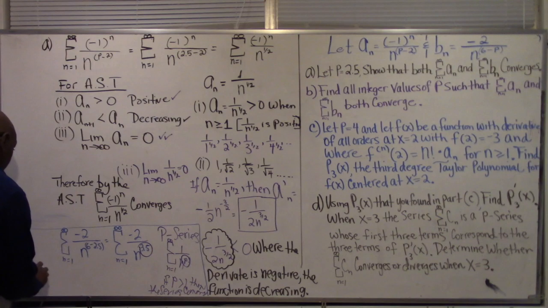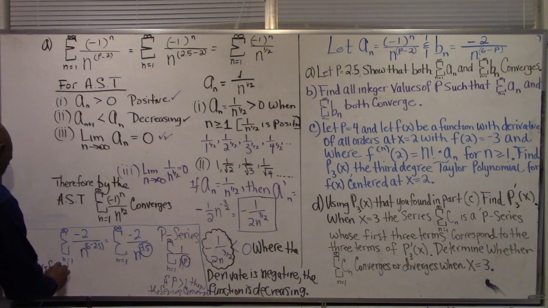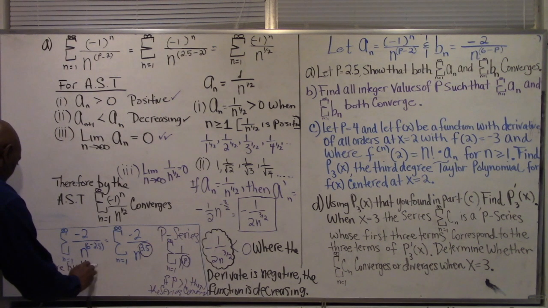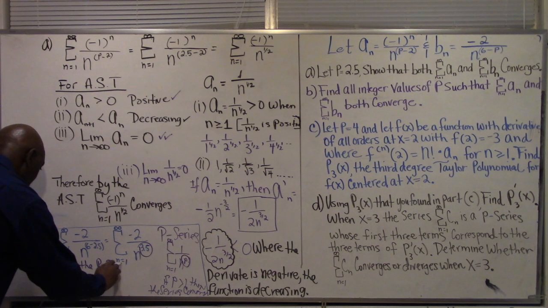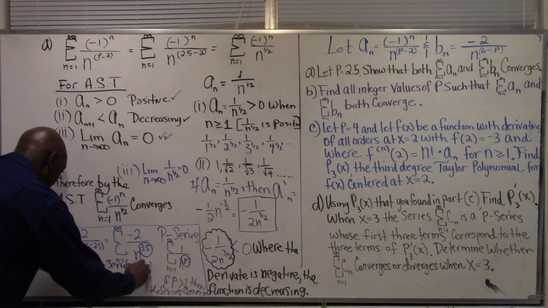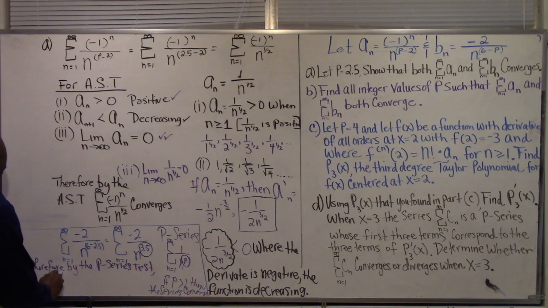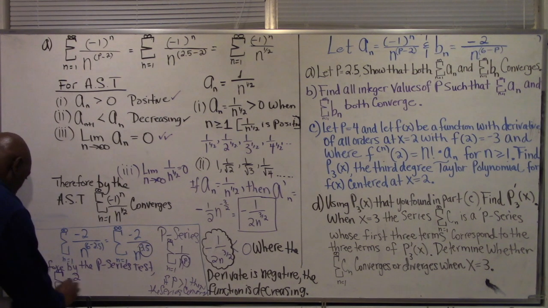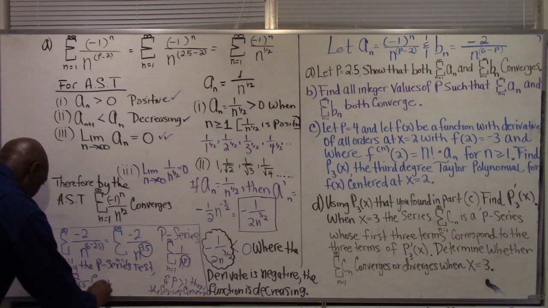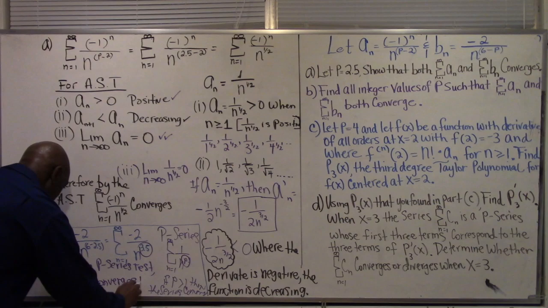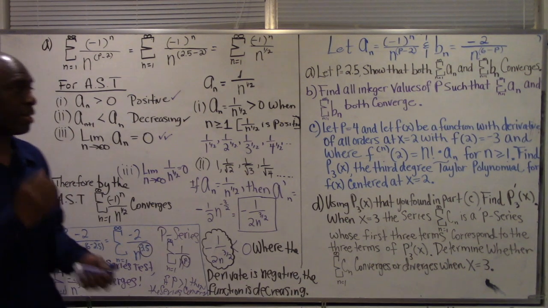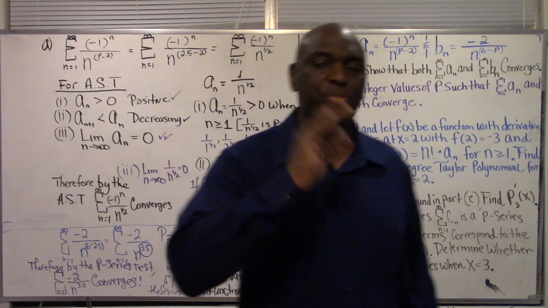Therefore, by the p-series test, the summation n equals 1 to infinity of -2 over n to the power of 3.5 converges. All right, there you go. So A is answered. We have convergence for both series.